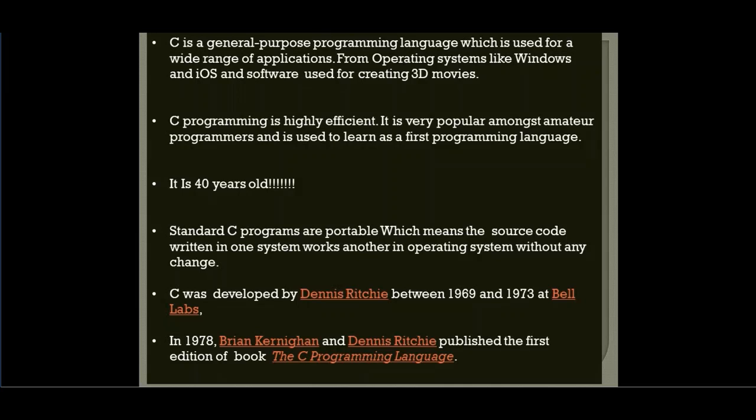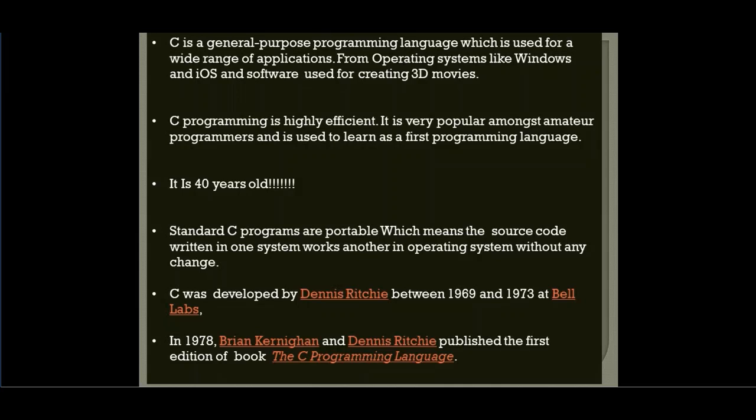Standard C programs are portable, which means the source code written on one system works on another operating system without change. So say you're sitting at your desktop PC, you have written a piece of software, a game, and you want your friends to play. You give that piece of software to the other person on another PC to use it. That is what being portable means.